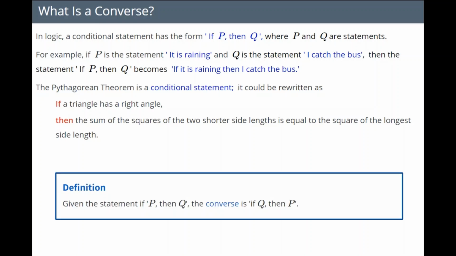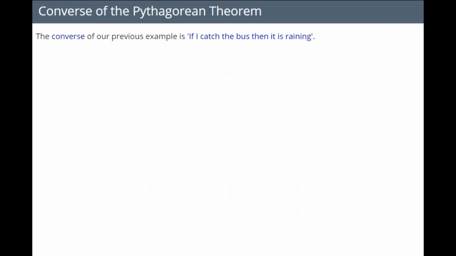Now, sometimes we switch the two statements P and Q around, and we get what's called the converse of the original statement. So the definition of the converse is: given the statement if P then Q, the converse is if Q then P. The converse of our previous example is, if I catch the bus, then it is raining. Can you state the converse of the Pythagorean theorem?